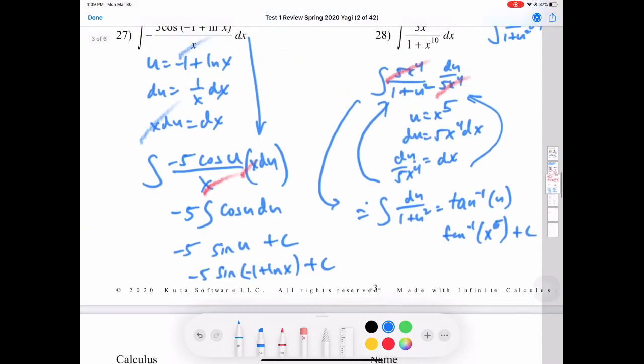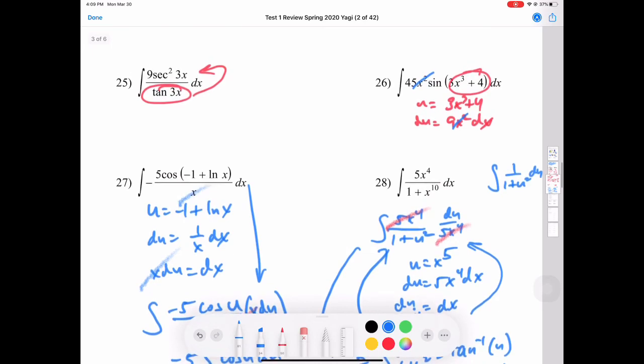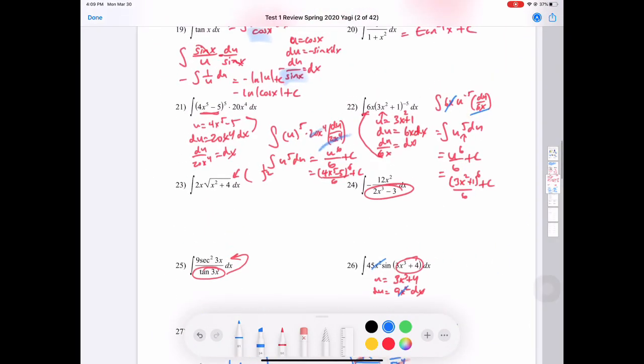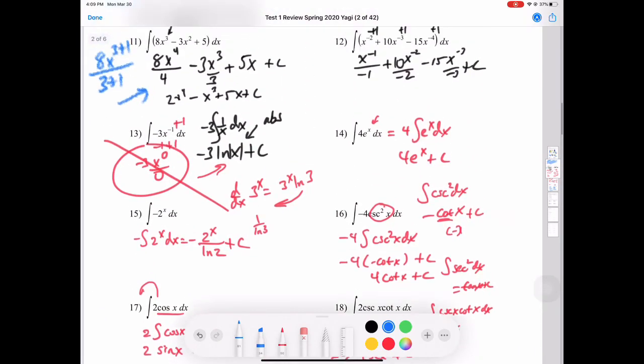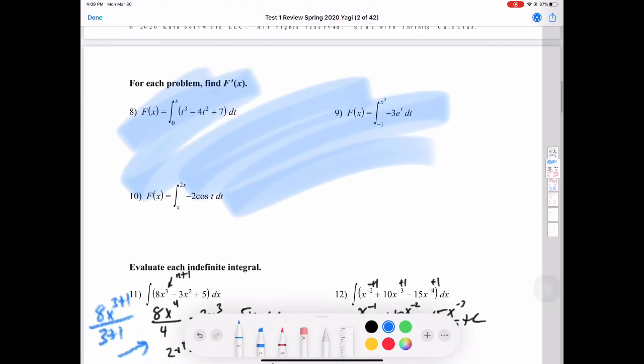Okay. So hopefully you guys are okay with this. I didn't cover any even odd ones here, but I did cover a lot of u substitutions and a lot of basic integrals that you need to know.